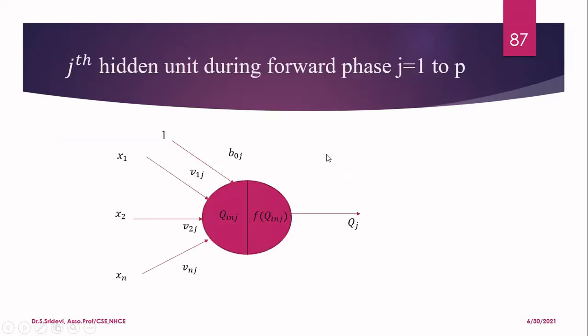Now let us go on to the second step. The second step is nothing but the forward phase. What will happen during the forward phase in the hidden unit first? Because the input unit is the first layer, immediately after that we have the hidden layer only. So now you have to consider what will happen in the hidden unit during the forward phase. So now I am considering a jth hidden unit during the forward phase.